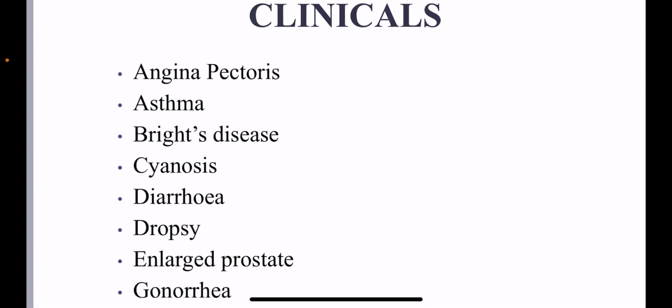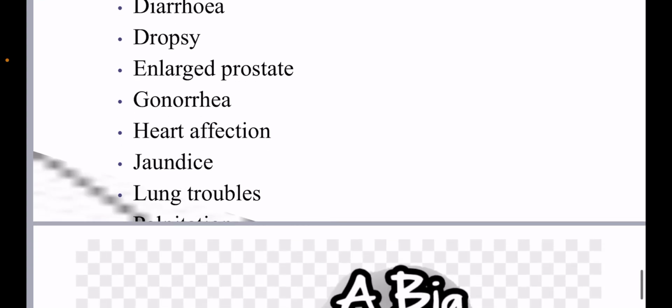Now clinicals: when all can Digitalis purpurea be used? Angina pectoris, asthma, Bright's disease, cyanosis, diarrhea, dropsy, enlarged prostate, gonorrhea, heart affections, lung troubles.